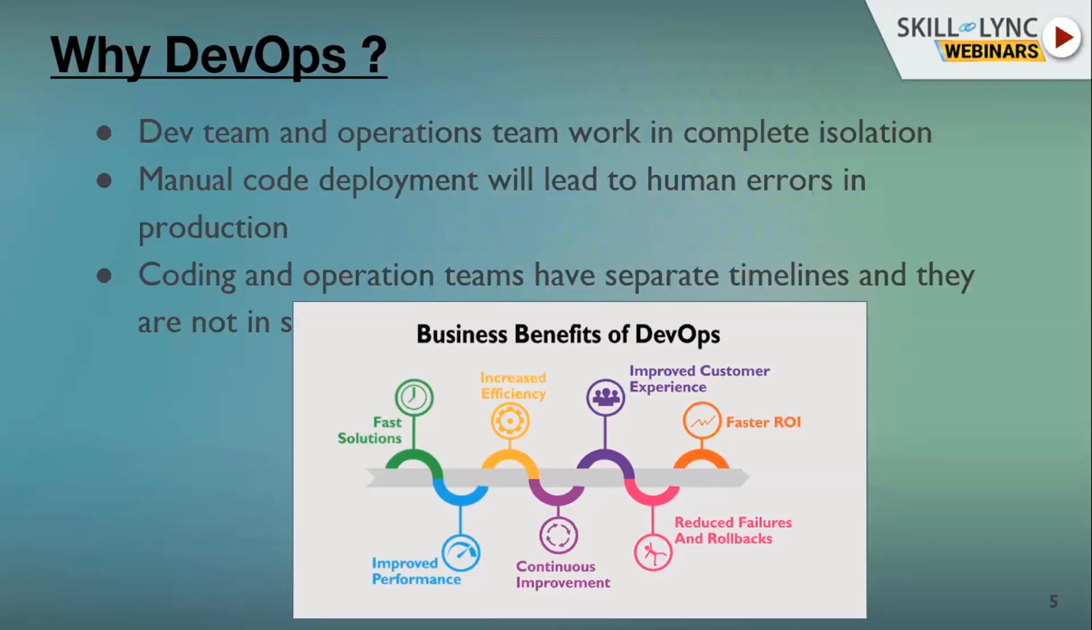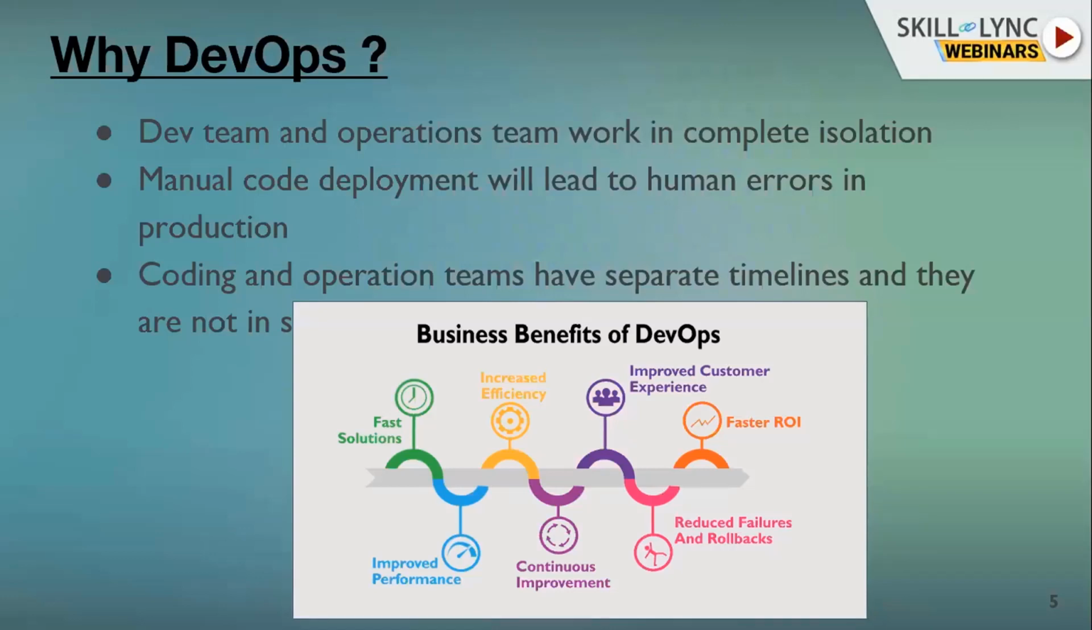The second point is that manual code deployment will lead to human errors in production. Yes, because we are all humans, so we can make mistakes. But if we automate and reduce the manual intervention, that will make my code more robust and my testing more robust, so that I would be more confident in taking my product to production. And if I only rely on manual testing, manual coding, and some basic code factor, that may lead to failures and we might need to roll back.